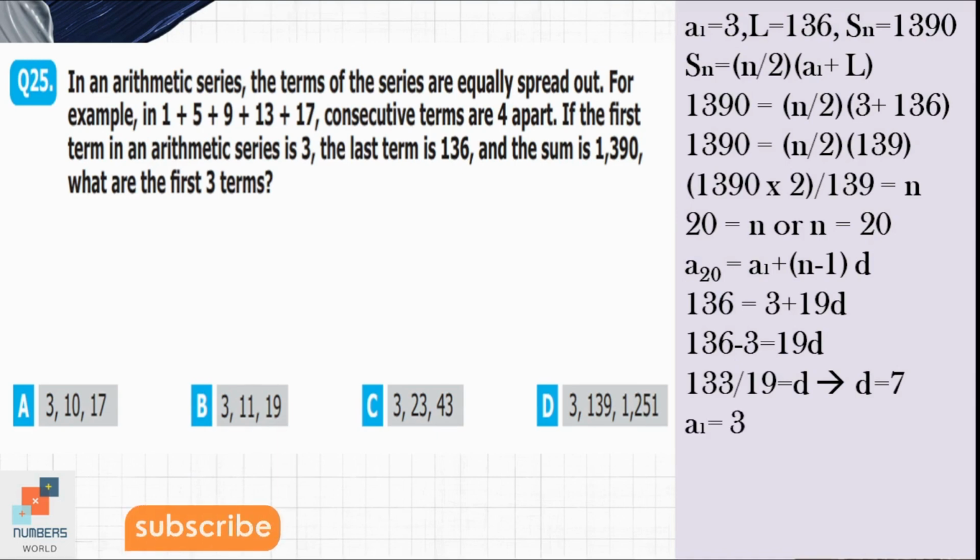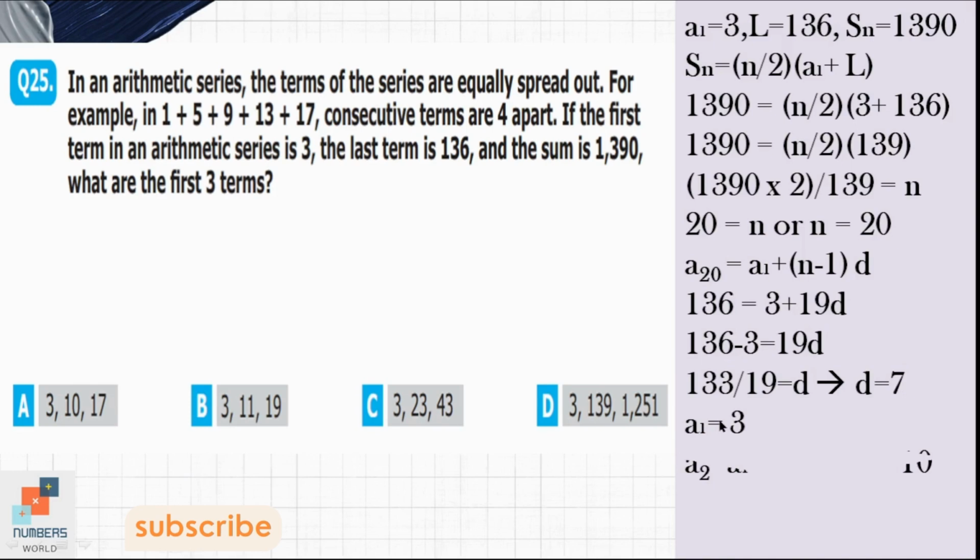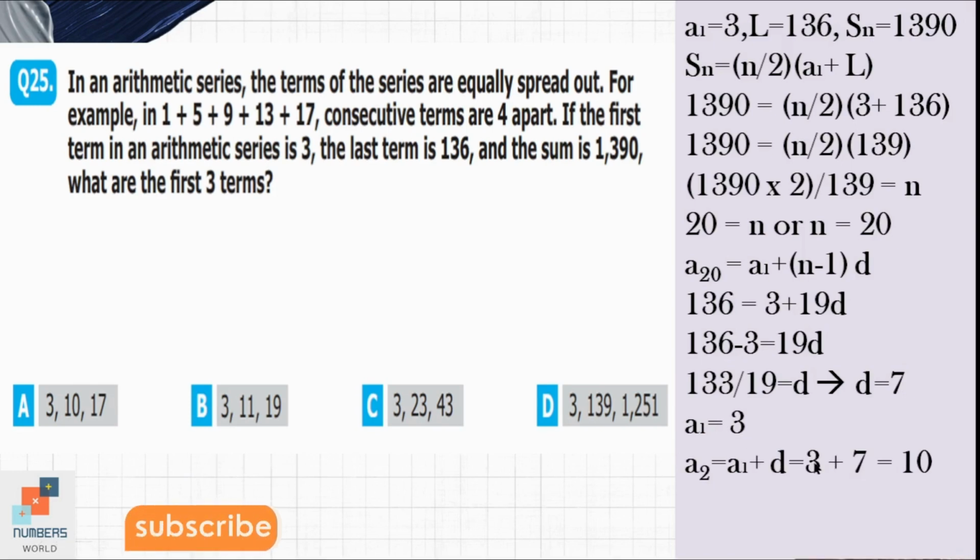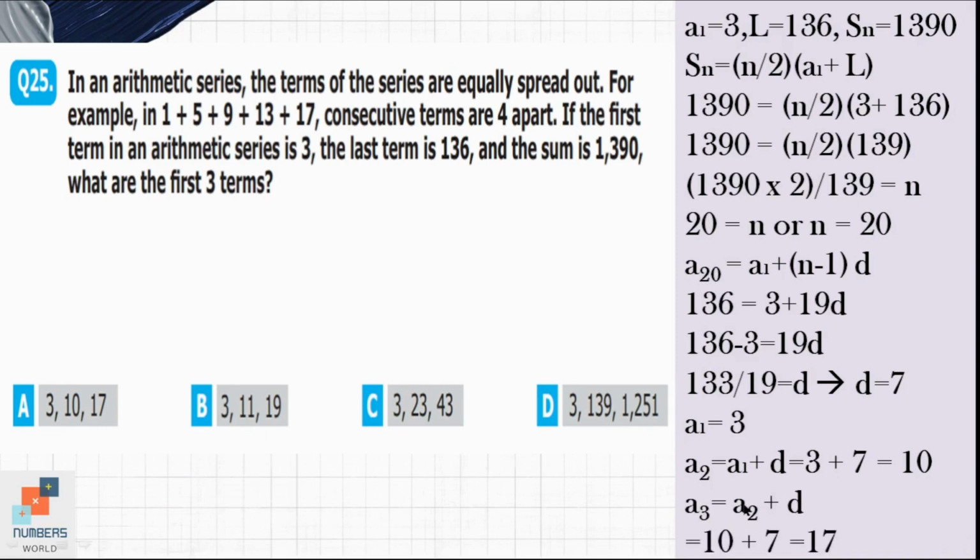We know the first term of the arithmetic series is 3. To calculate the next term, we will add the value of the difference to the first term. So the first term is 3 and the difference is 7. So 3 plus 7 is 10, which is our second term. Similarly, we will calculate the third term by adding the difference to the second term. So here the second term is 10 and the difference is 7. Total is equal to 17. So option A is the correct one. The first 3 terms of the arithmetic series are 3, 10 and 17.